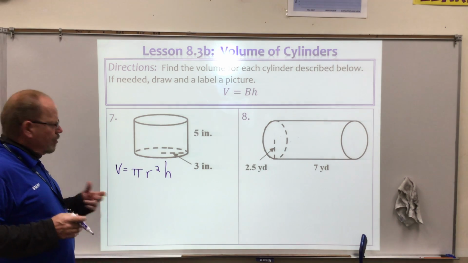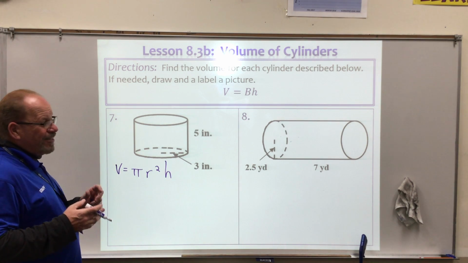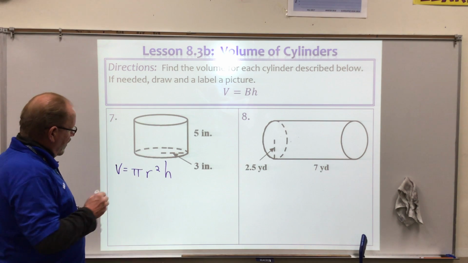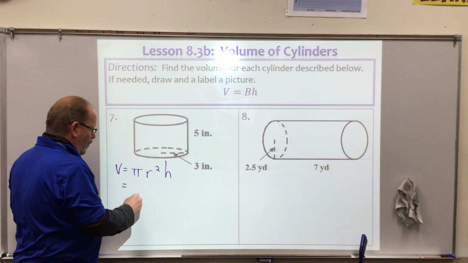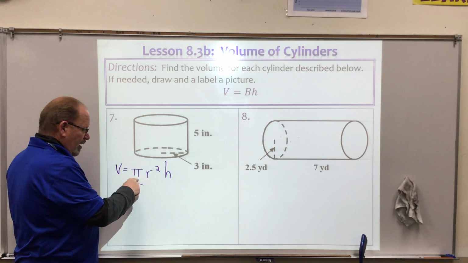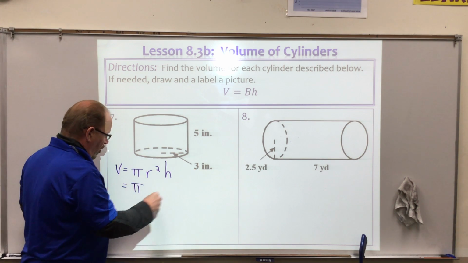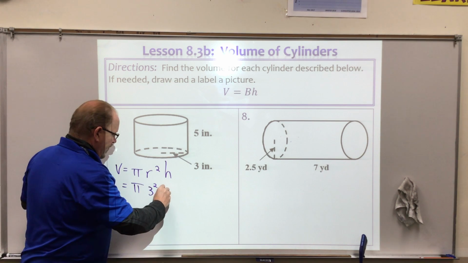Every problem I do, I write the formula. This is how I memorized it. Hopefully you're going to take the time, use your Alex notebook, and write the formula. Then underneath it, you're going to put the values into the formula. Pi is a constant, even though it's an irrational number. In this case, r is 3 squared, and h is 5.